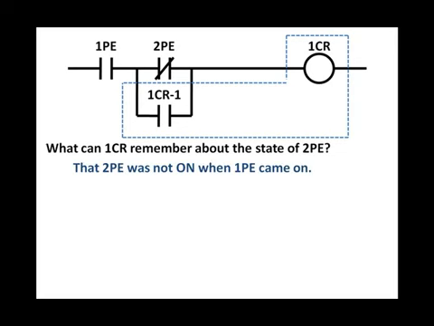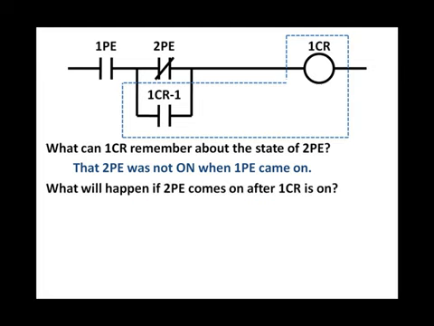What will happen if 2PE comes on after 1CR is on? What will happen if 2PE becomes on, not true, but becomes on after 1CR is on? Nothing. Once 1CR is energized, no matter what 2PE does, it does not affect 1CR after the initial condition of 1PE and not 2PE. Once that logic is true, 1PE and not 2PE, 2PE can go on and off and it's not going to affect 1CR.